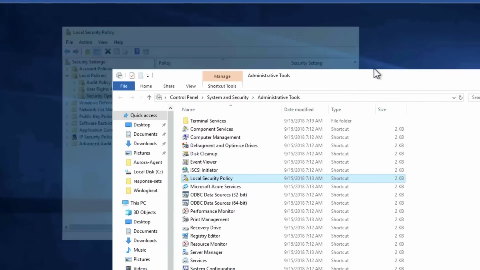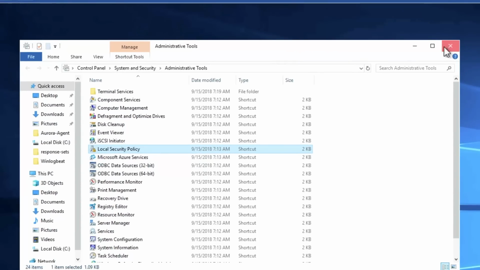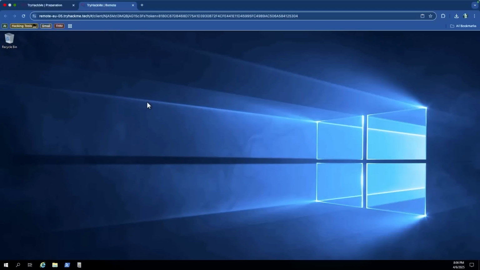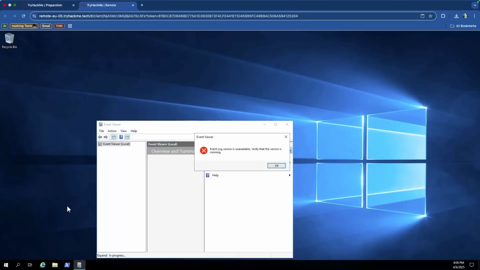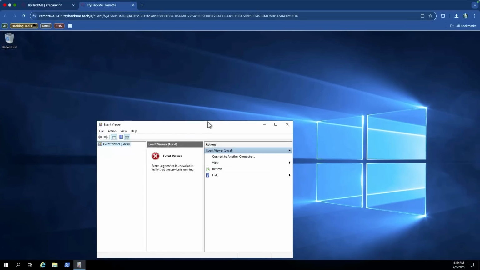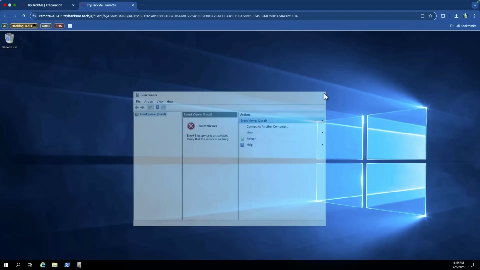The next piece is to go to our event viewer and verify that, obviously, it's not running. So I'm going to click on the event viewer button. It's this button right here. When we click on event viewer, we should get that pop up. Yeah, it says event log service is unavailable. Verify that the service is running. So I'll just close it again.